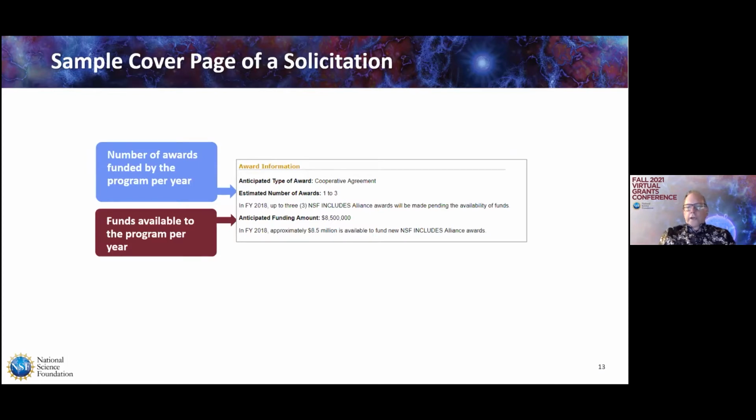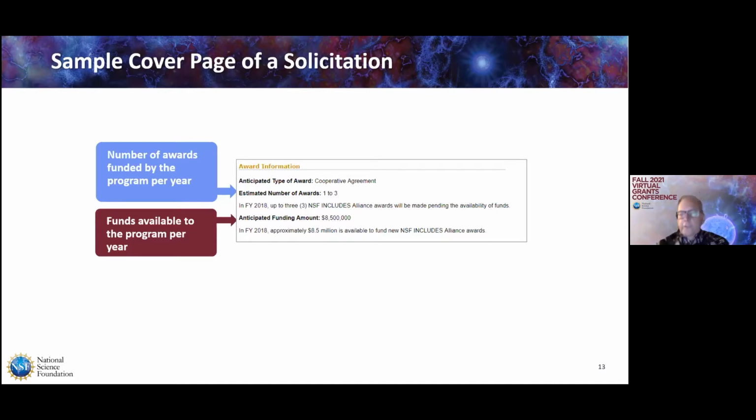So when you're looking at the solicitation, one thing that is of interest, because people will always ask it, is how many awards are going to be made and how much money is going to be provided for this funding opportunity. That information is part of the cover page of a solicitation. So here, for example, the number of awards funded by the program in a given year are listed here, for example, 1 to 3 in this particular case, and also the funds available to the program per year.